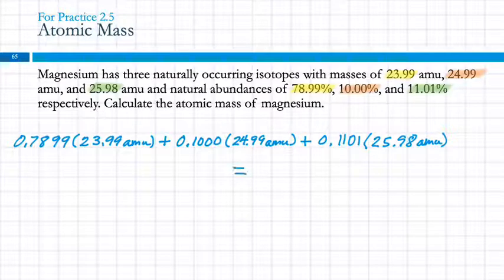So my calculator is going to show me 24.309099. The unit would be atomic mass units. When you do a calculation like that, I would recommend always running it through your calculator twice. It's very easy to make a mistake.